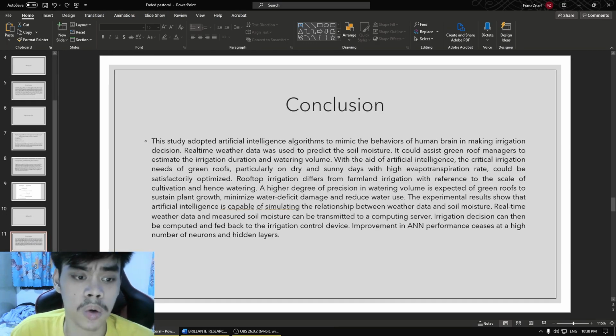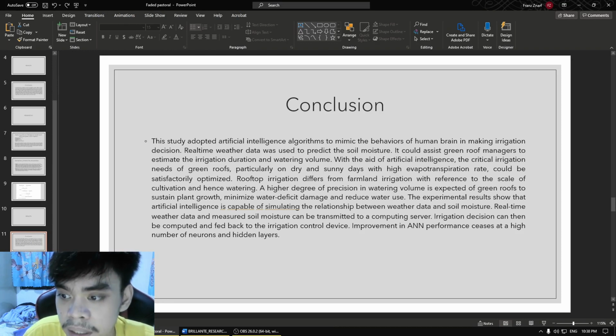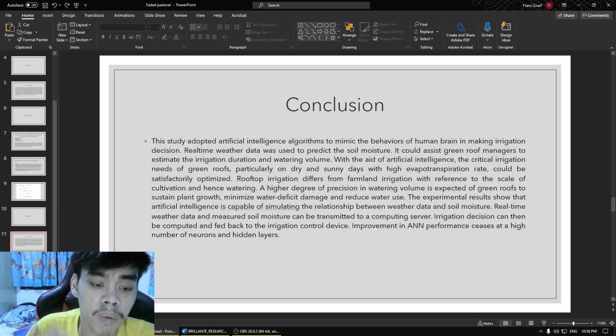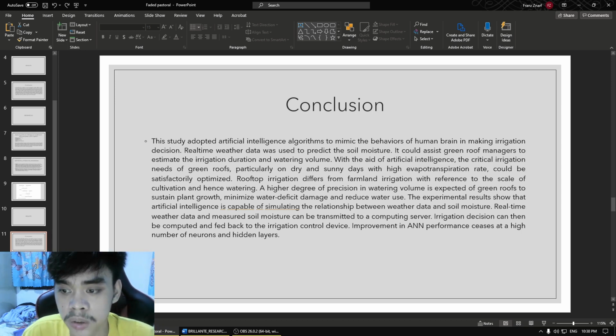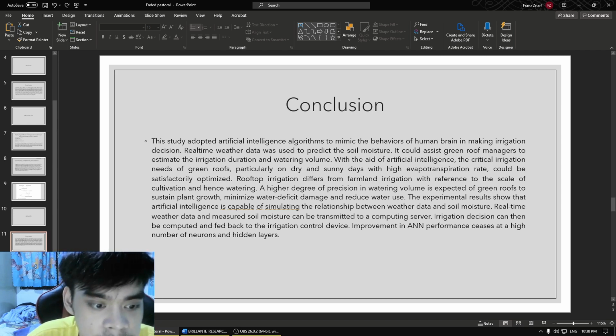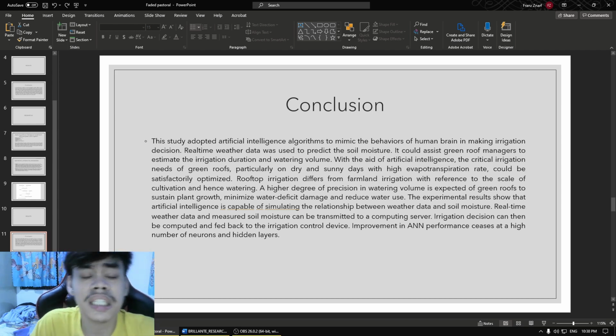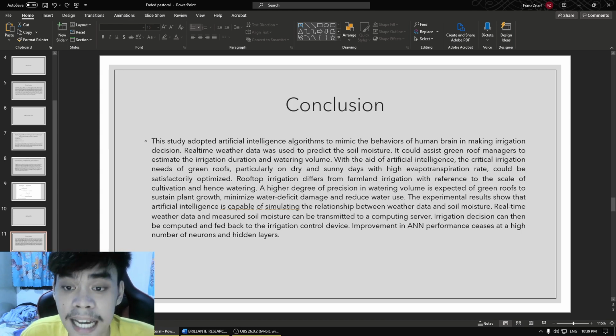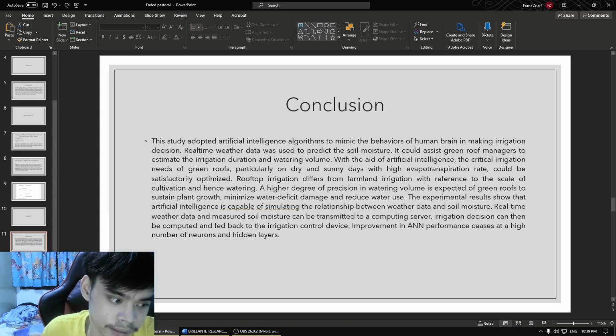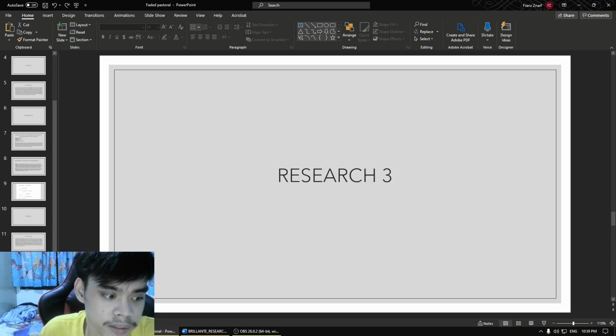Okay, so the conclusion of this study adopted AI algorithms to mimic the behaviors of the human brain in making irrigation decisions. The real-time weather data was used to predict the soil moisture, and with the aid of AI, the critical irrigation needs of green roofs, particularly on dry and sunny days with high evaporation rate, could be satisfactorily optimized. As you can see in the results, the system is perfectly working with the two employed AIs, which are the fuzzy logic and the neural network. And that's it. So let's go to research number 3.